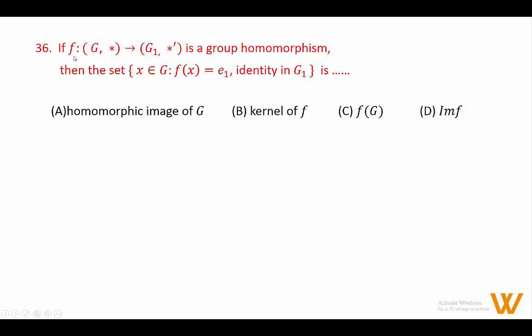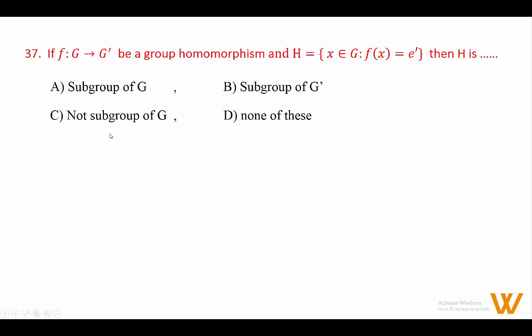36. If f from G star to G1 star dash is a group homomorphism, then the set of X belonging to G such that f of X equals E1, the identity in G1, is ___. This set is the kernel of f. The answer is option B, kernel of f.